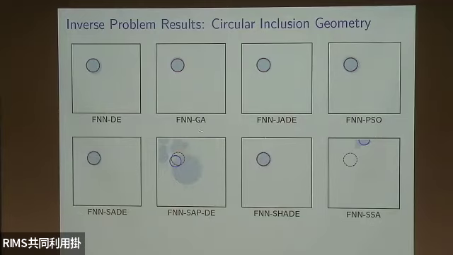There's an overlap because we wanted to check if the solutions can be repeatable. So with the simplest case, DE, JADE, SAVE, and SHADE did quite well. This one did not do well. The surrogate optimization also was not successful.